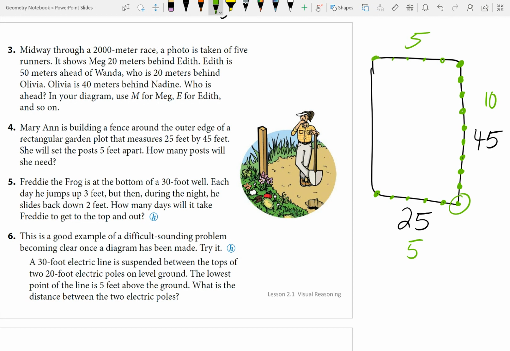So now I have all these here, and then I'm going to have the same amount over here. The only difference is I'm actually not going to count the corner ones this time, giving me 8 there. So that's 10, 20, 28. 28 posts. Okay, cool.